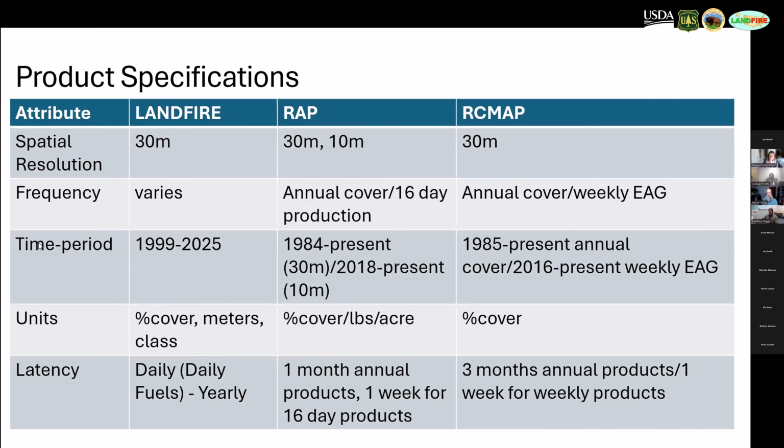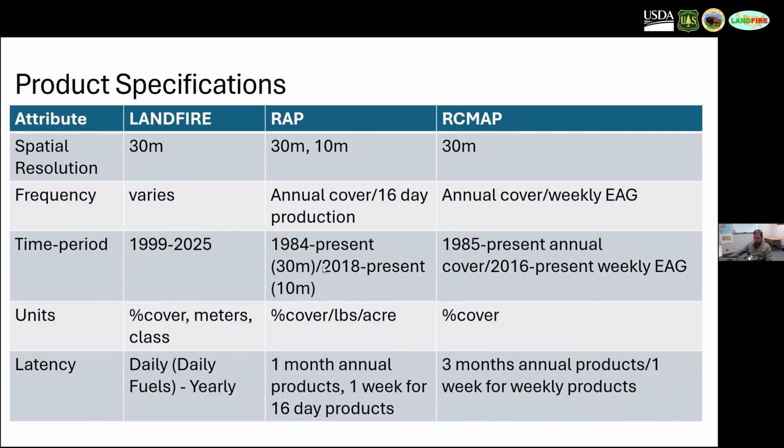The time periods, there is overlap from 99 to present. RAP goes back to 84, RCMAP goes back to 85, back to 2018 on those 10-meter products in RAP. So some significant temporal overlap. Most of these products are talking about percent cover. So LANDFIRE has a set of 3 fractional veg components that are probably the most similar to RAP and RCMAP, the fractional component or cover of herbaceous, shrub and tree. Many of the other LANDFIRE products are going to be thematic data, so not fractional at all.